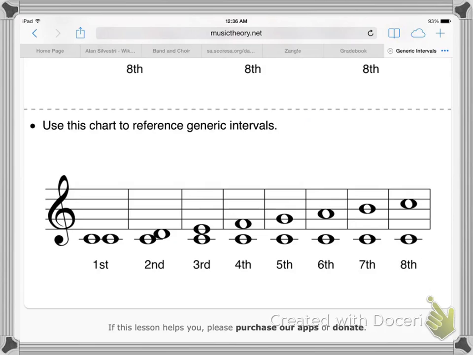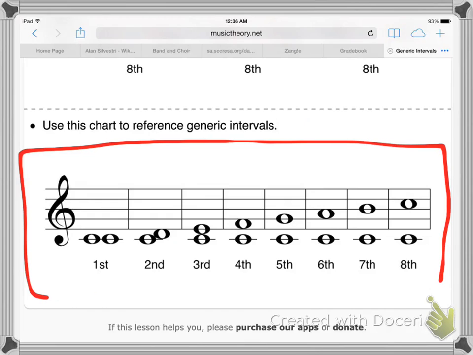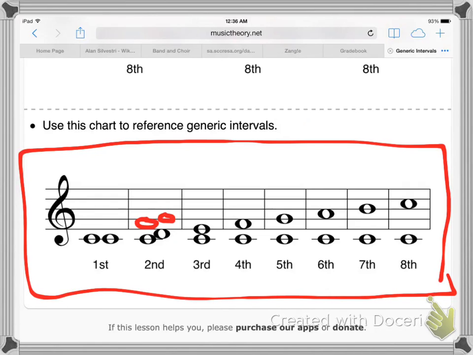Use this chart to reference generic intervals. So this chart right here, I'll try to make sure I have a hard copy of that chart as well for you, because it's just nice to see what they look like. Those are obviously starting on a C. You could have a second that starts on an F to a G, or you could have a third that starts on an A to a C. You know what I mean? I can't draw them very well with using this app, but they don't have to start on a C. This just kind of helps you see what they look like. And you can go past 8. You can have a 9th, a 10th, an 11th, a 12th. You can keep going, okay?